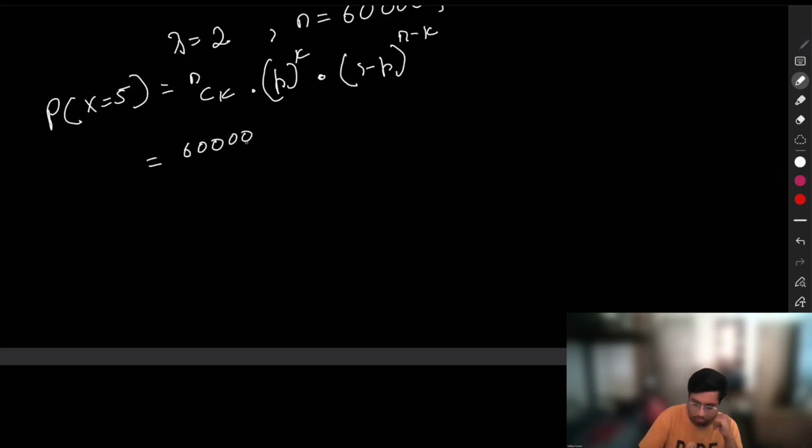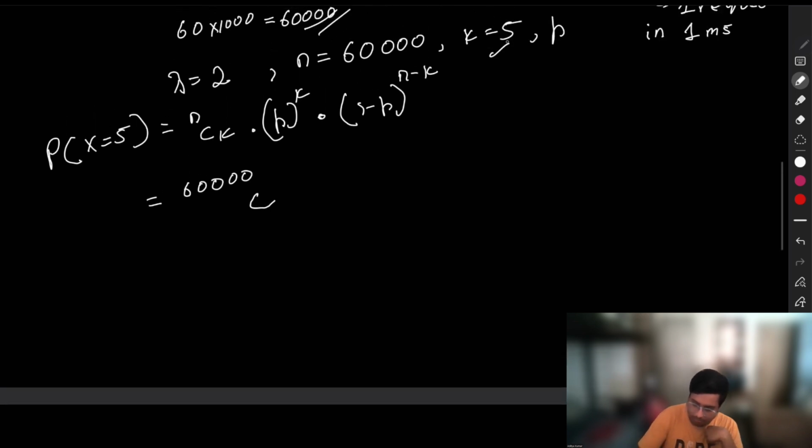Ones, tens, hundreds, thousands, 10,000, 100,000, sorry for that. And what is the value of k? It is 5. And what is the value of p here? Now there are 2 requests received in 1 minute, but now our data frame is divided into 60,000 pieces. Okay, so the probability will be 2 upon 60,000 here.